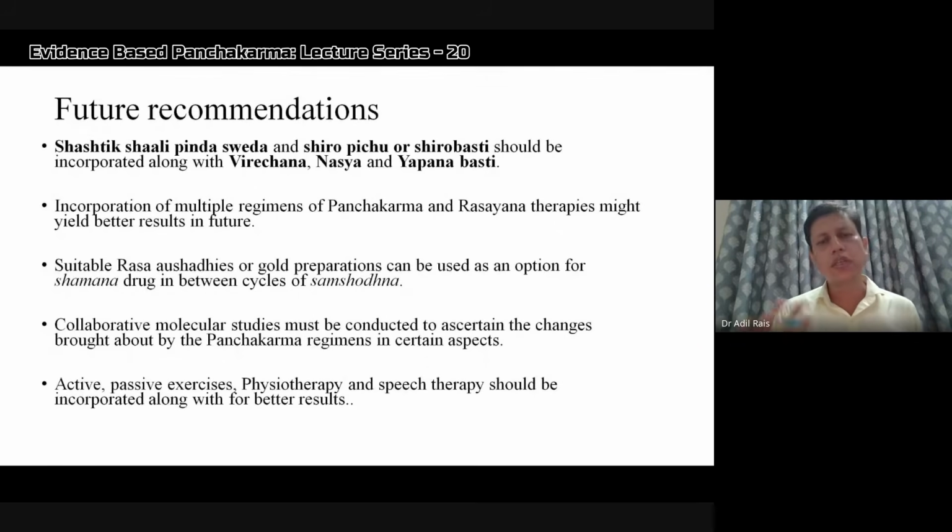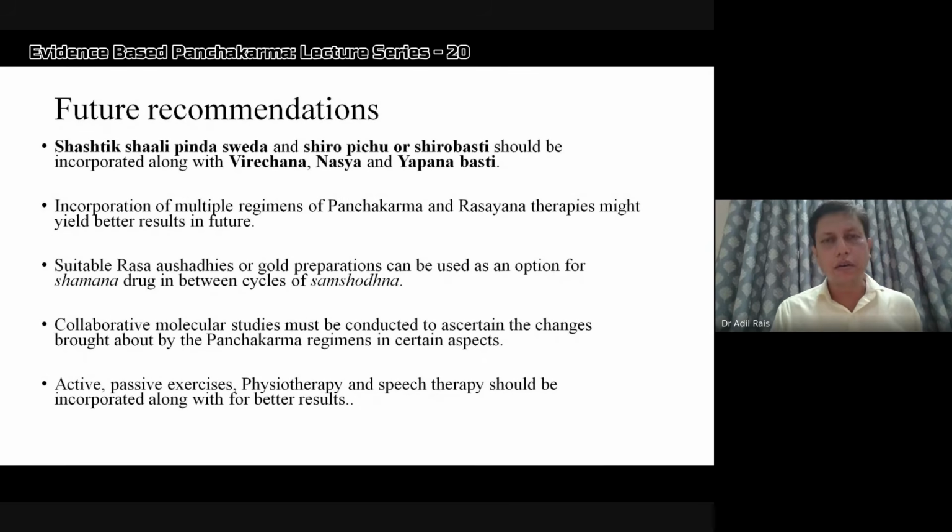Then suitable Rasaushadhis or gold preparations can be used as an option for a shaman drug in between the cycles of Samshodhan. Now, besides this, one particular positive thing which came out was that there were several patients in which there was improvement, which we can see in these video clips. The improvement was definitely for some time only, and that was for a limited time only.